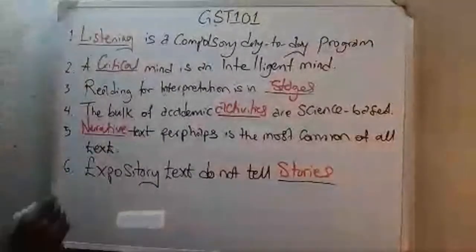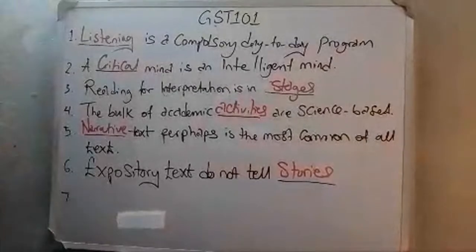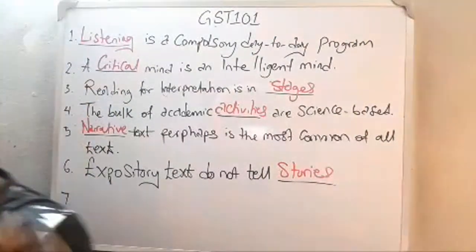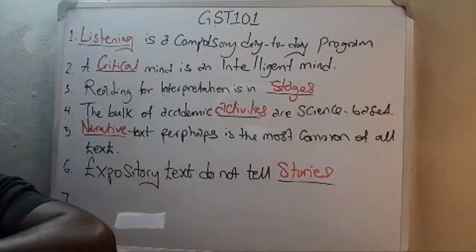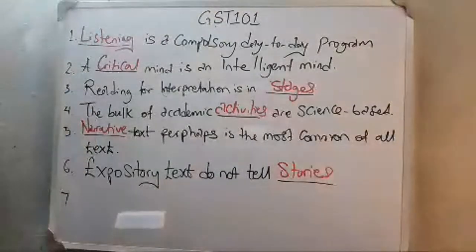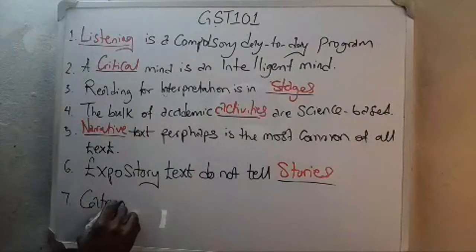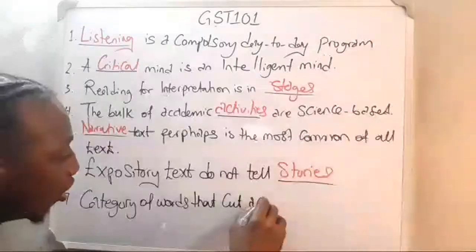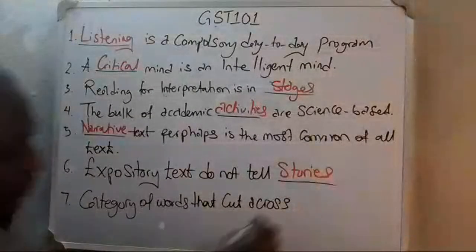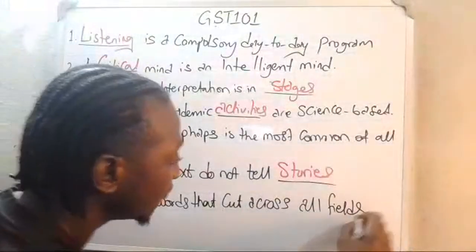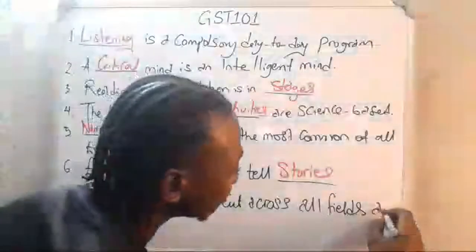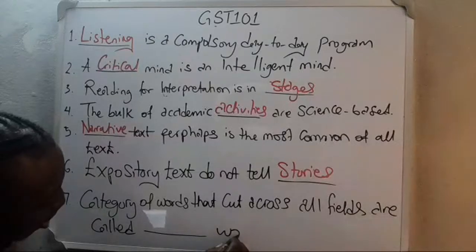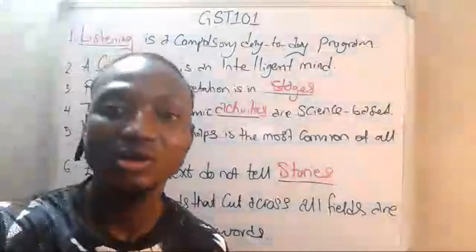Now let's go for question 7. Question 7 says, categories of words that cut across all fields are called dash words. Okay, so we have a question.